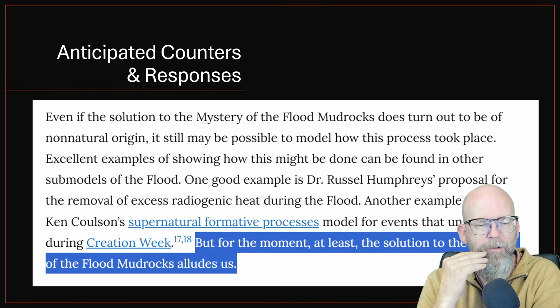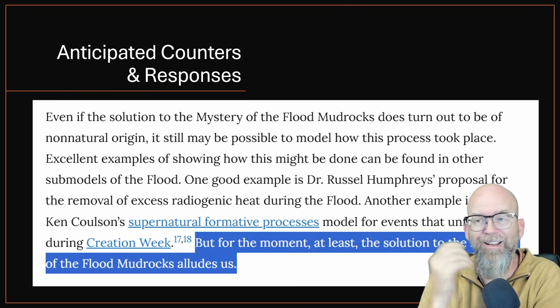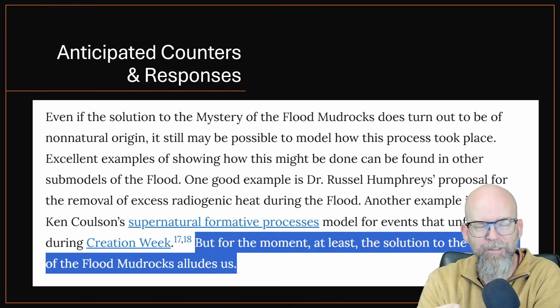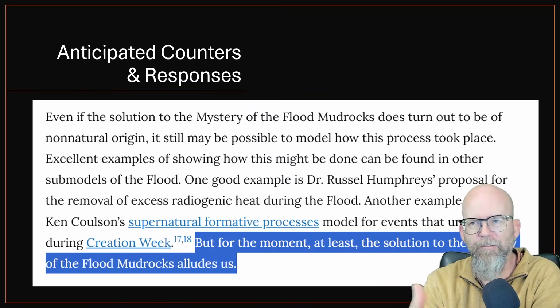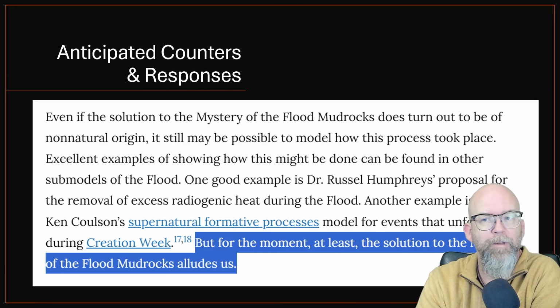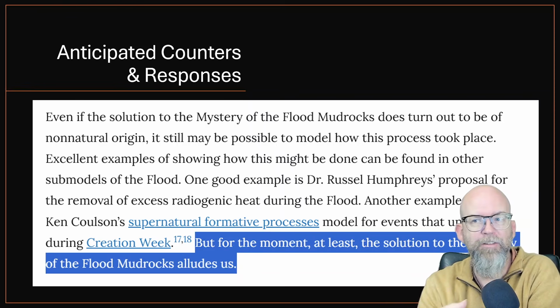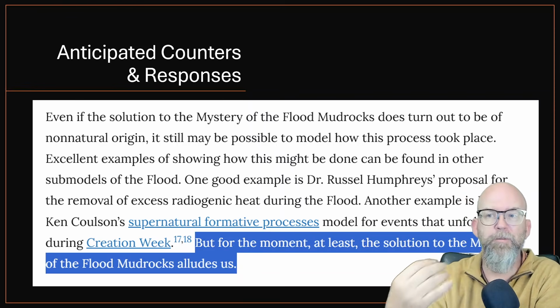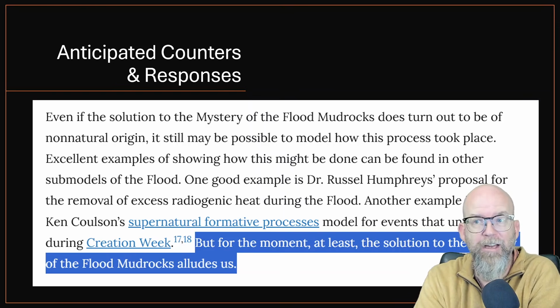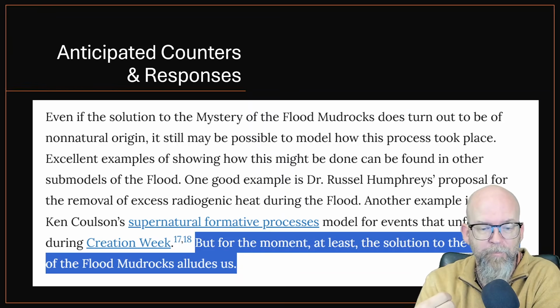Another example is Dr. Coulson's supernatural formative processes model of the events that unfolded during Creation Week. Yeah, Coulson has sort of a mixed model in which he has supernatural intervention that changes various forces, causing things to occur very, very rapidly, much more rapidly than they could under any known process today during the Creation Week. So that's a mixture of some things happening according to processes we understand, but some things happening by processes that we don't understand. And not only do we not understand them, we think they were actually supernatural and therefore unreplicable today.